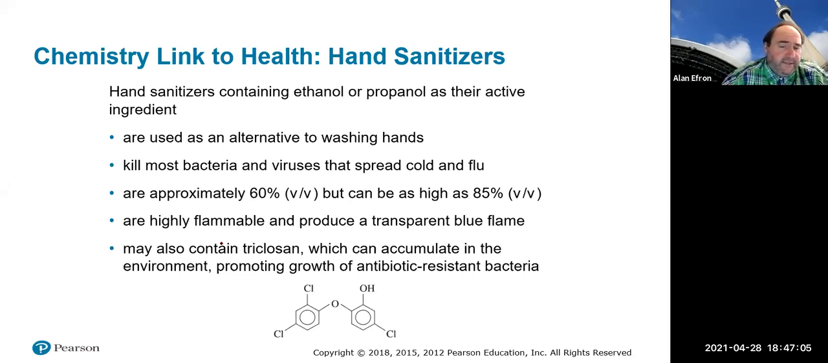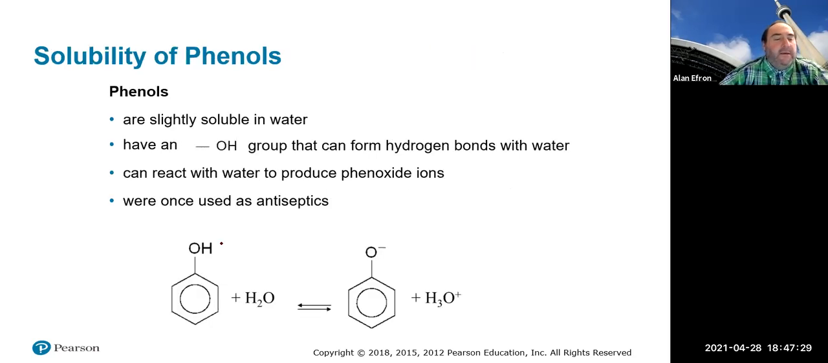Obviously, hand sanitizers contain ethanol or propanol as their active ingredient. We've all been using a lot of that lately. Obviously, 60% by volume or 85% by volume works really well, hopefully, in disinfecting and killing some growth. Also very flammable as well. So be careful with that stuff when you use it.